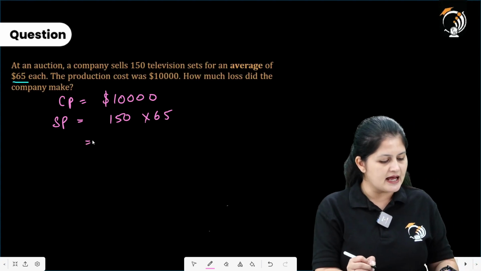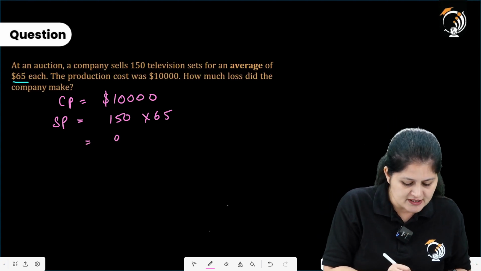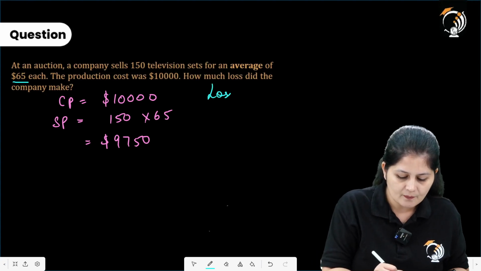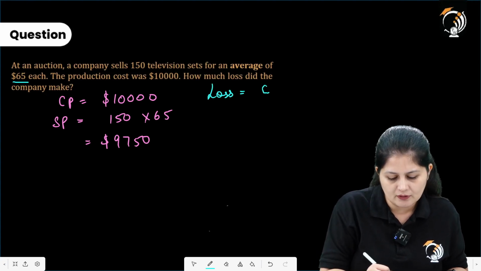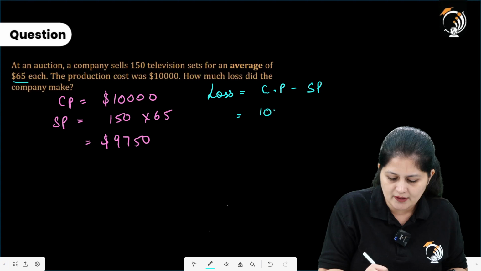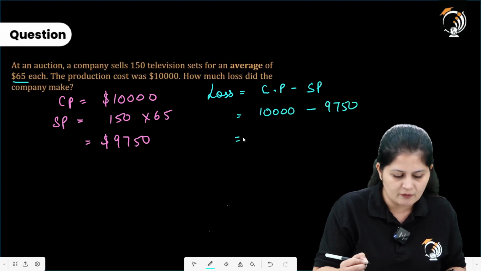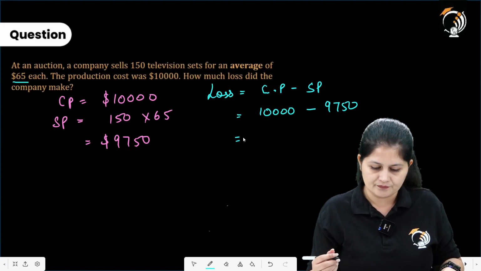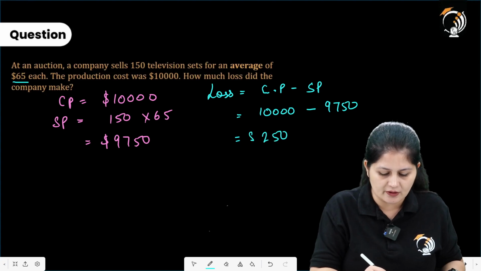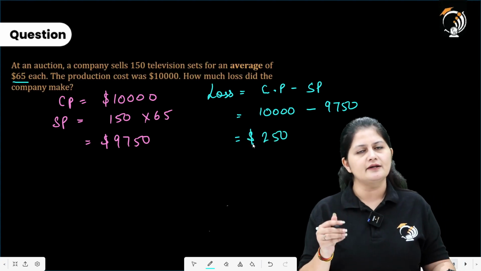So let's do this calculation. What are we getting here? So the selling price is $9,750. So in order to find out the loss that occurred, loss will be equal to the cost price minus the selling price. So that is going to be $10,000 minus $9,750, which is going to be equal to $250. So that is the loss that occurred.